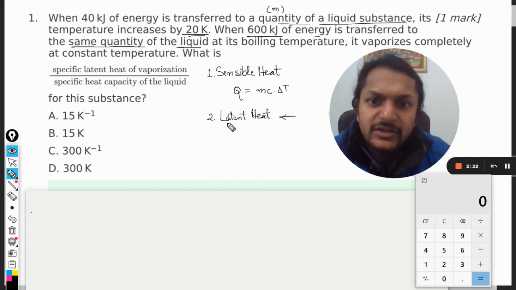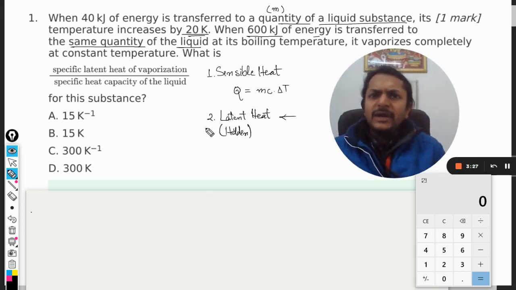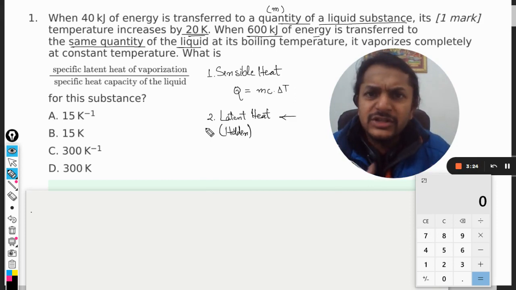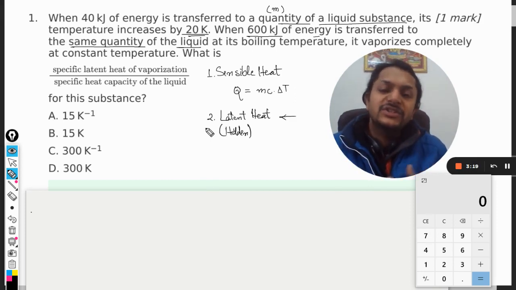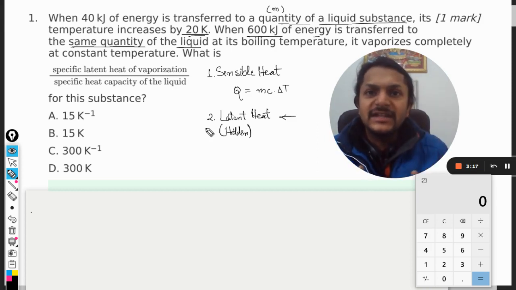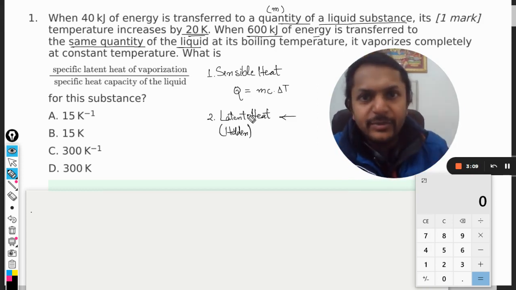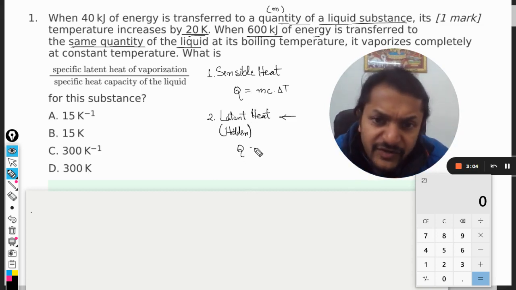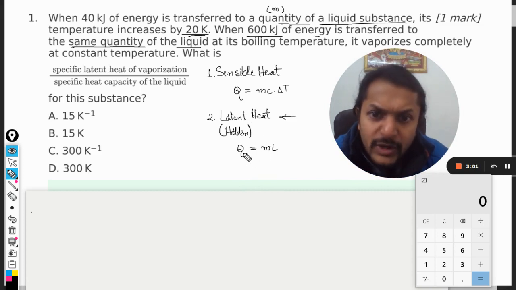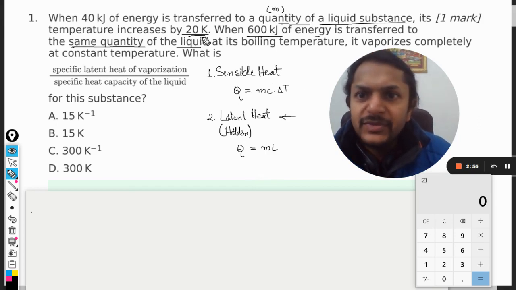And the word latent means hidden. So this is a heat which is absorbed by the substance and it is just hidden because the temperature of the substance is not increasing. And why is the temperature not increasing? Because the substance is now changing the phase from liquid to vapor or from solid to liquid. Accordingly, it is known as latent heat of vaporization or latent heat of fusion. For this, we use the formula Q is equal to m into L. So this is the heat that we have to supply. And in both of these cases, the heat is given to us.